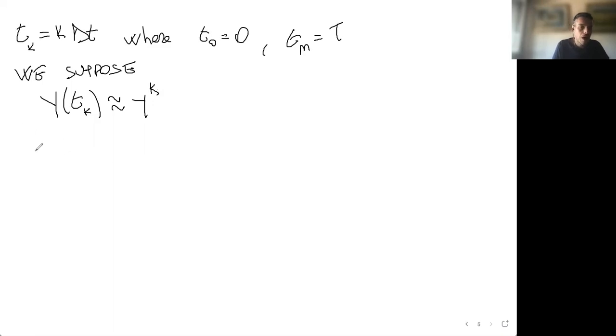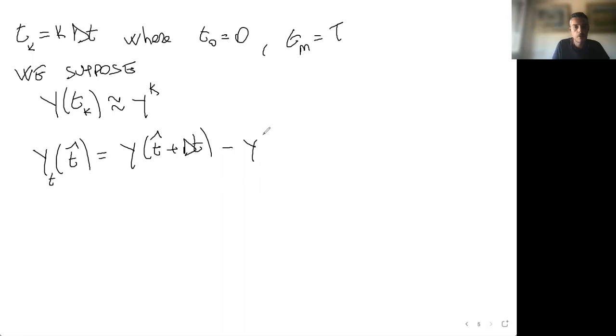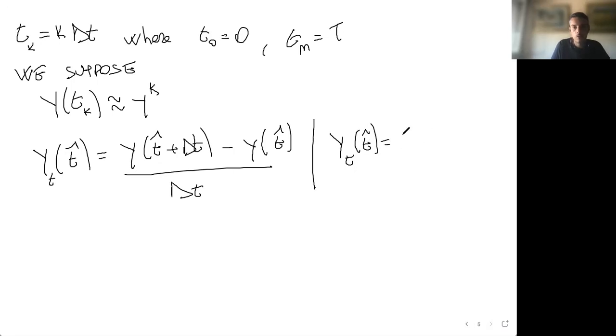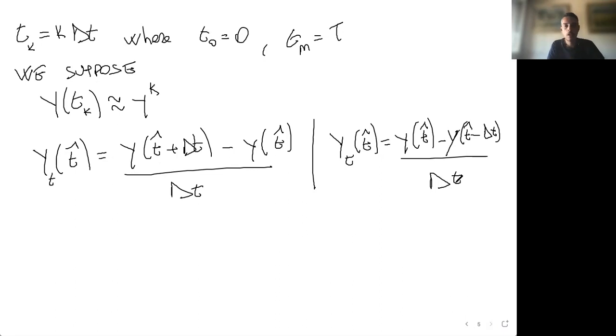If we want to approximate time derivatives, we can use finite differences. We can use forward finite differences or backward finite differences. For instance, this is a notation to indicate the time derivative of y in a point that I'm going to call t hat. If I use a Taylor expansion up to the first order, this is going to be y of t hat plus delta t minus y of t hat, over delta t. One can also use the backward approximation, which is y of t hat minus y of t hat minus delta t, over delta t. Both approximations, one can show, are first order.